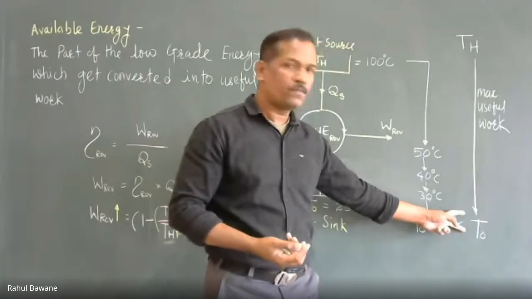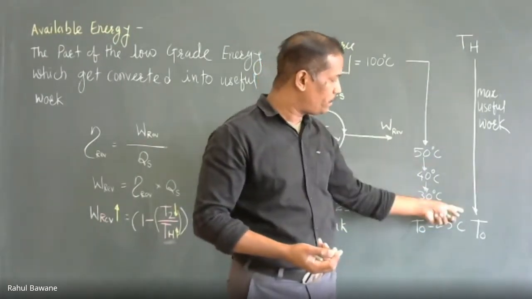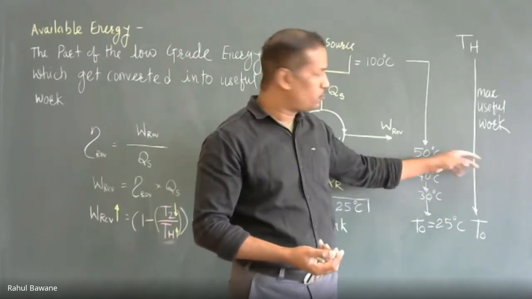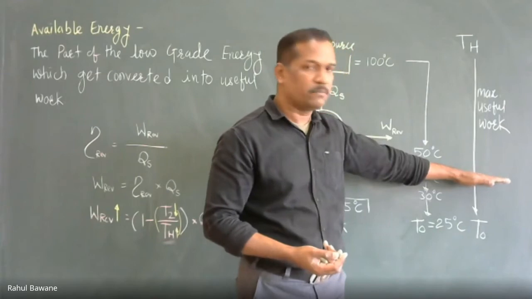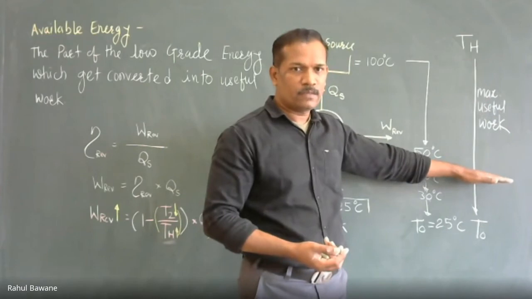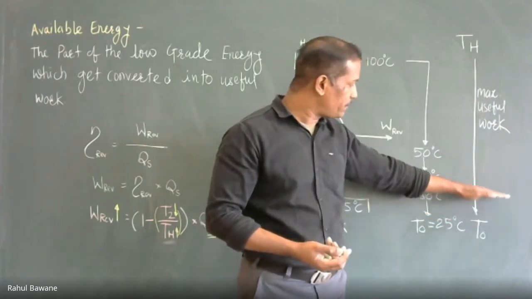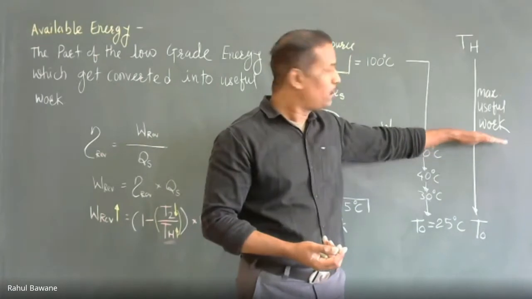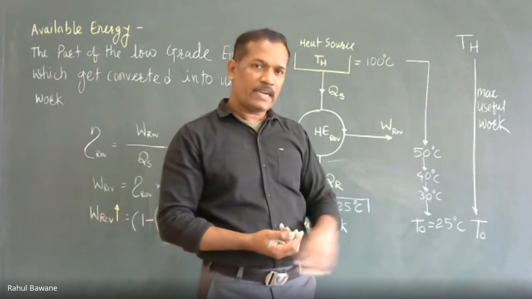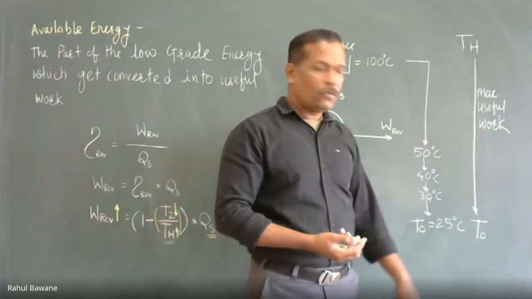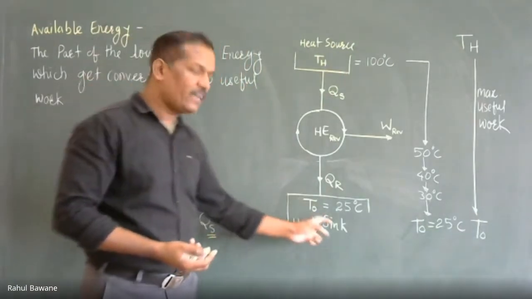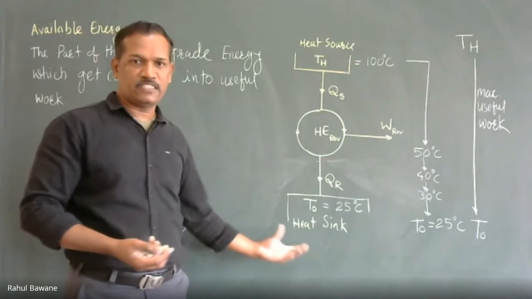If I decrease this band, if my atmospheric temperature is increasing, suppose my atmospheric or heat sink temperature is this, then my useful work will be reduced. So if I increase my atmospheric or heat sink temperature, my useful work is reduced. I get the maximum useful work when my sink temperature reaches atmospheric. After that, I can't decrease my heat sink temperature.